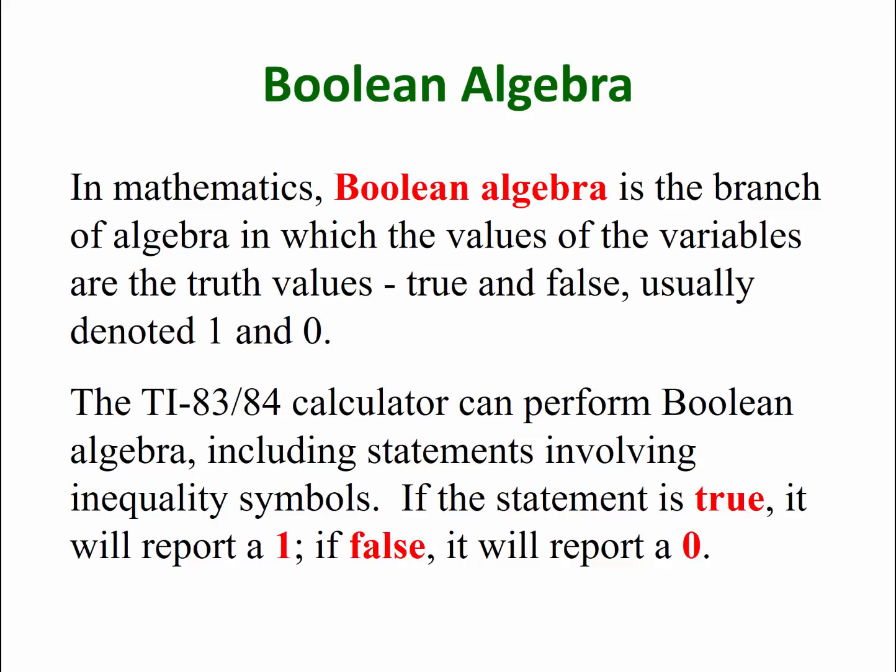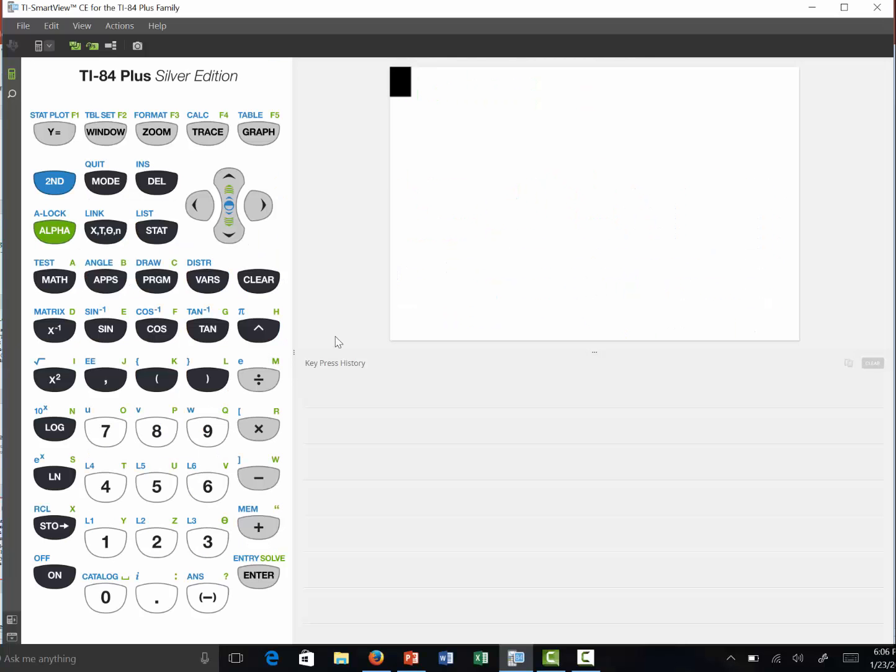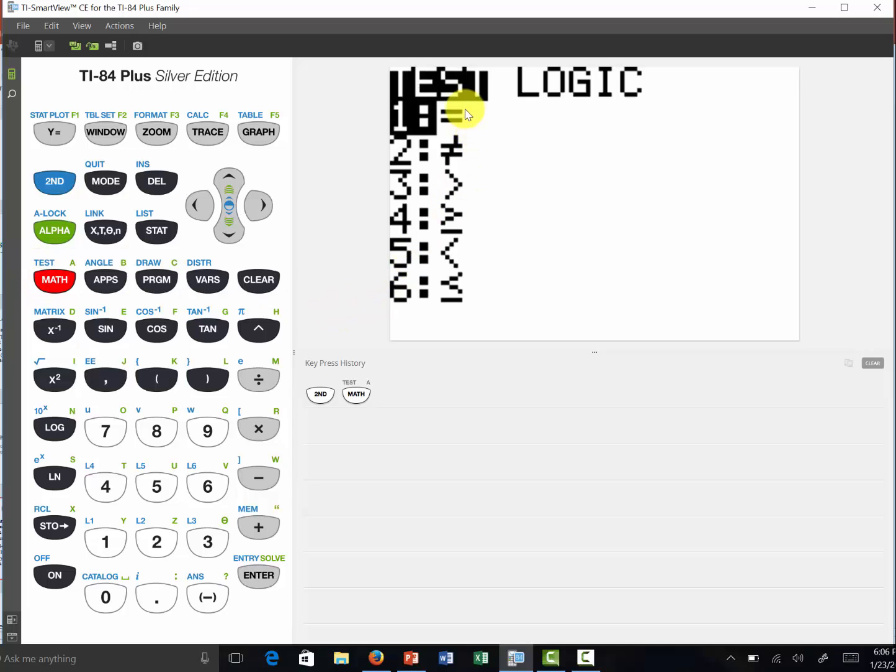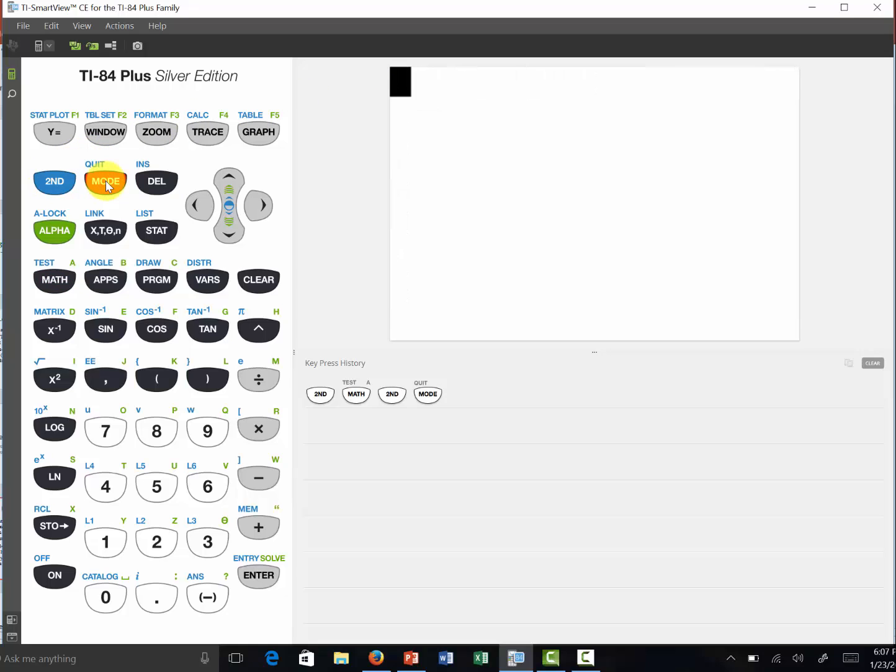So let's do a few examples. We have to know where to find the inequality symbols on the calculator. If you look above the math key for test, this is where the inequality symbols are. So if you hit second and math, we have a list of the 4 inequality symbols, and we also have equal to and not equal to. Again, if I want to get out of this screen, I go to quit, which is second mode.